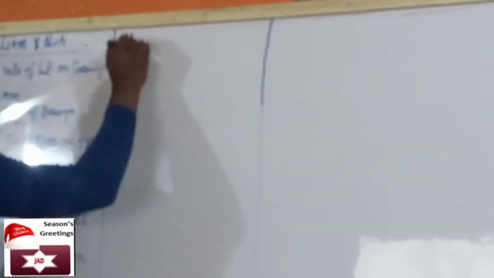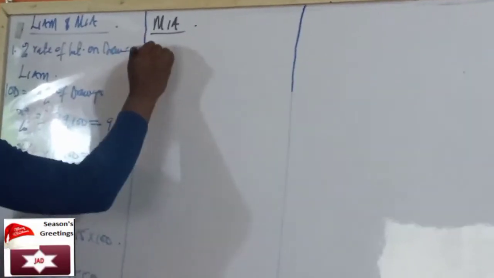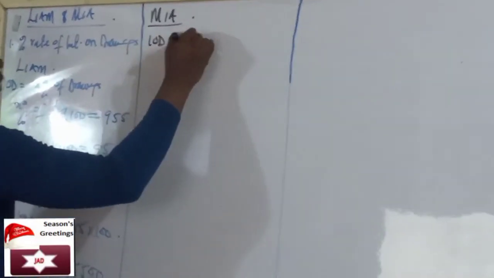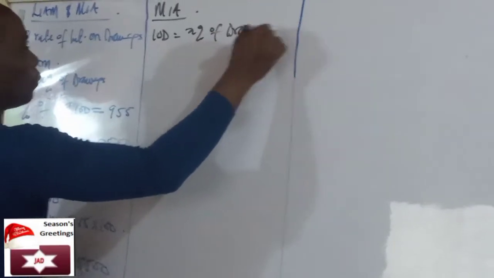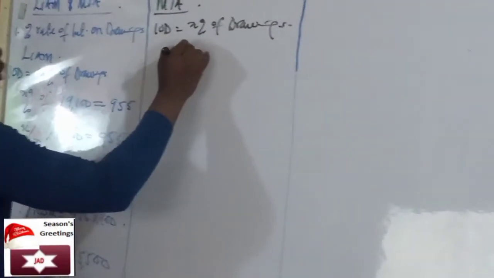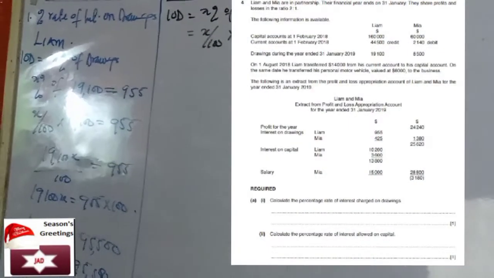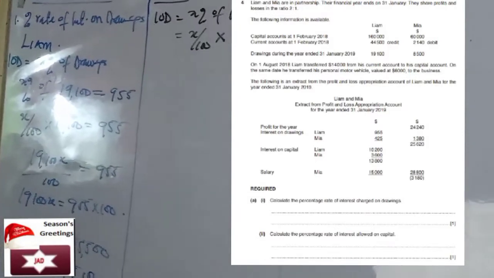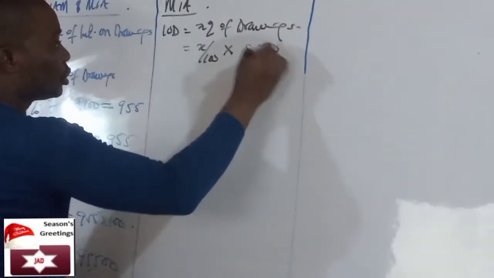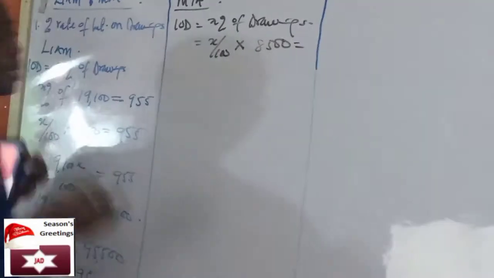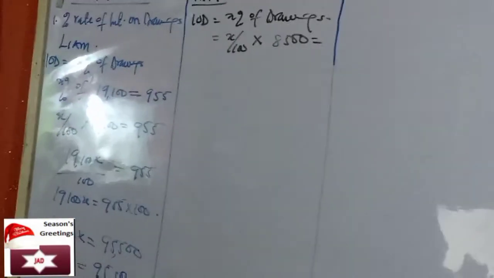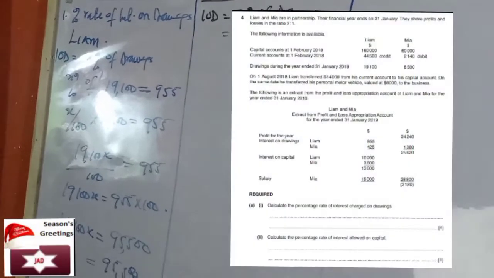The next one we have is Maya. So let's go for Maya. We have interest on drawings as usual. That would be X% of drawings made by Maya, which is X over 100 times the drawings made by Maya. According to the question, drawings made by Maya is 8,500. That will be equal to the interest on drawings the question gave, which is 425.